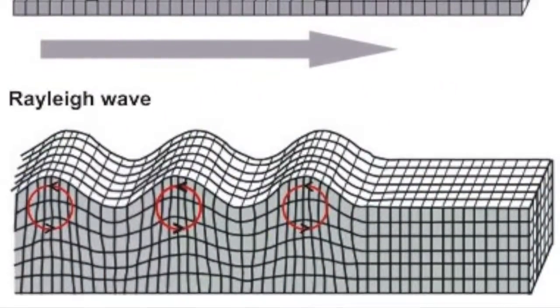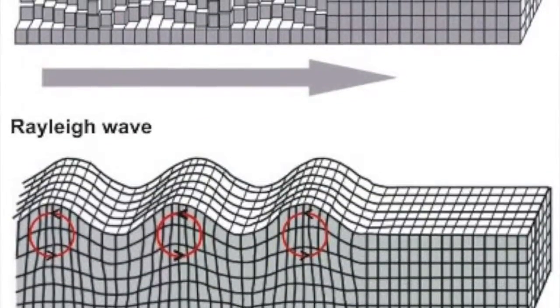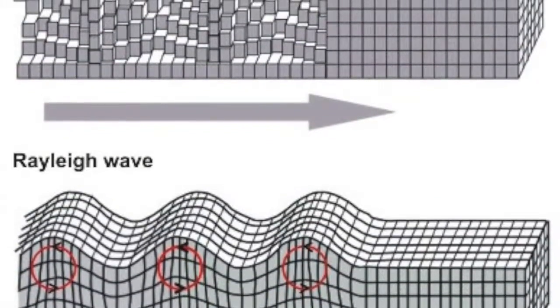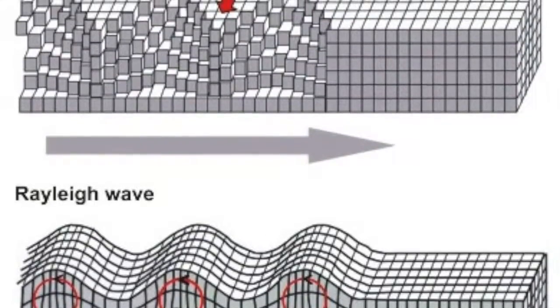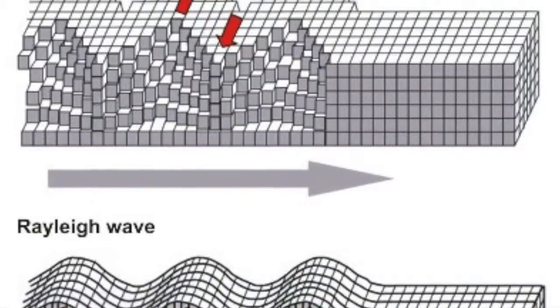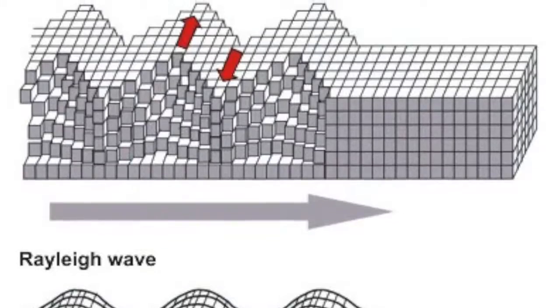Love waves and Rayleigh waves, also known as L waves and R waves, are two types of surface waves. These waves are the main waves that cause damage to buildings, even though they travel slower than the two body waves.